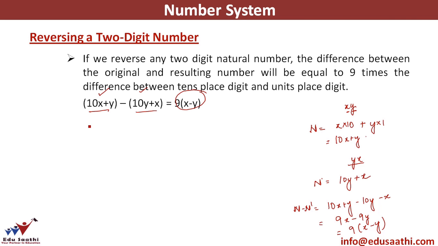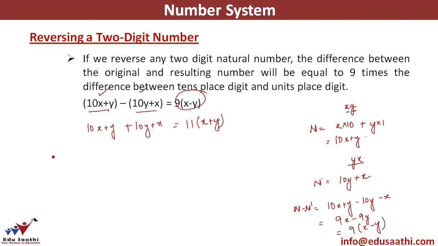Likewise, if you add them, the original number that you have is 10x plus y. The new number that you get is 10y plus x. If you add both the numbers, the final number that you get is 11 times the sum of the digits at the tens place and at the units place.